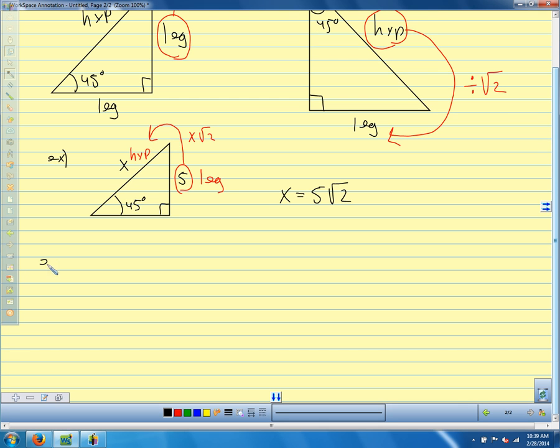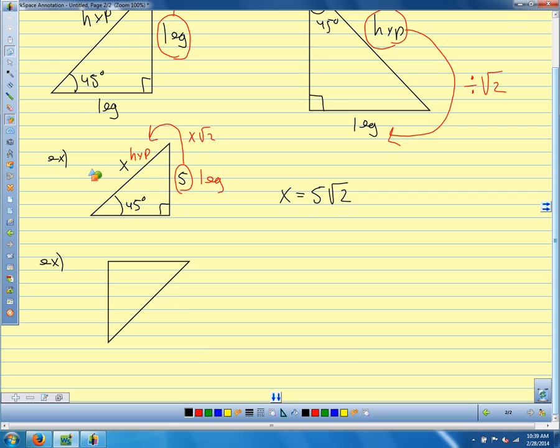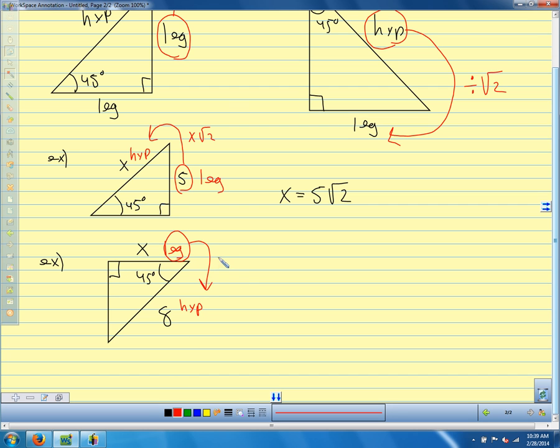Let's look at another example. So here's one where we have a little more work to do, but it's still pretty easy. Let's say this is 8 and this is x. All right, so x, the leg or hypotenuse? X is the leg, so 8 is the hypotenuse. To go from the leg to the hypotenuse, divide by square root of 2.